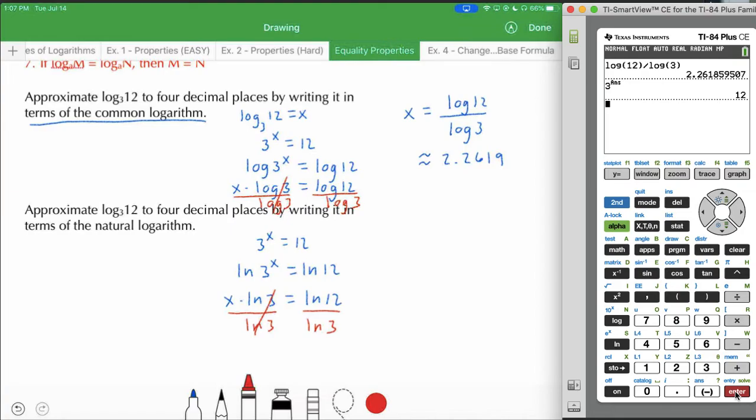Those wipe out. x can be thought of as the natural log of 12 divided by the natural log of 3. And the reason I chose natural log here is because it is also programmed on the calculator. And let's see if we end up with the same value as we did up above. Right, here's your natural log button, natural log of 12 divided by natural log of 3. Gives you that exact same value as we got up here. Okay.